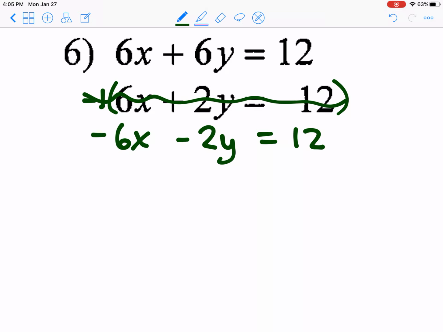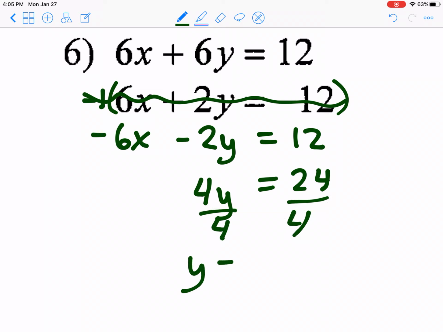Now I'm going to add these two equations together. 6x minus 6x, that's 0. 6y minus 2y, that's 4y. 12 plus 12 is 24. Divide both sides by 4, and we get that y equals 6.